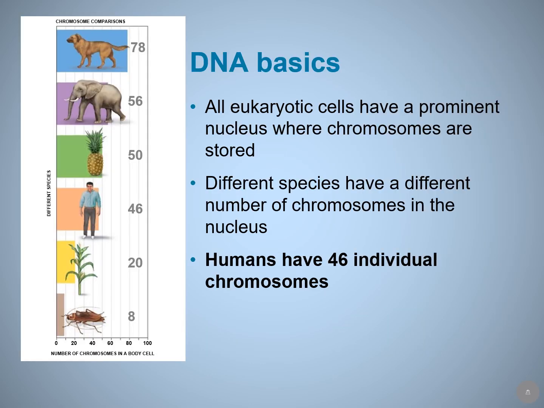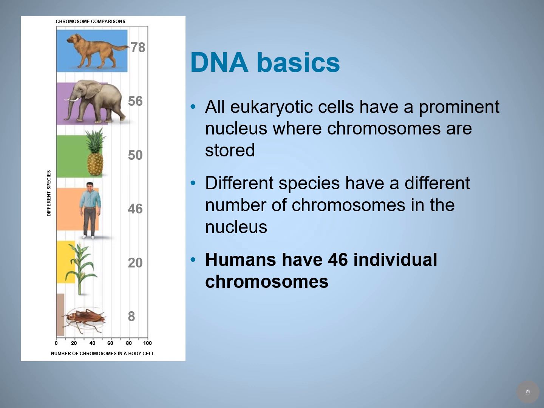So all eukaryotic cells have a prominent nucleus where that chromosome is going to be stored. So remember, that's just if it's a eukaryotic organism, it's going to have a nucleus. Prokaryotic organisms do not have the nucleus. So different species will have a different number of chromosomes in the nucleus, and you can see on the left side the comparison of different species. We can also see that the complexity of the organism has nothing to do with how much DNA is found in that individual or chromosomes.